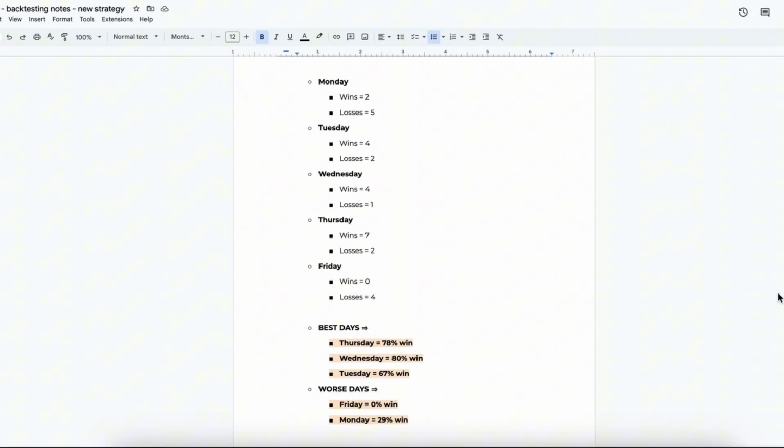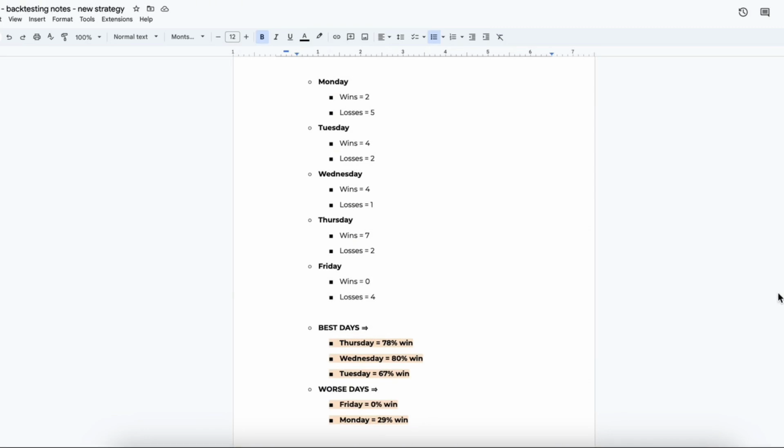It'd be better to have a bigger sample size, but even just seeing these common trends with this strategy, see here that our best days with this strategy are Thursday, Wednesday, and Tuesday. On Thursdays, this had a 78% win rate. On Wednesdays, this strategy had an 80% win rate. And on Tuesday, this strategy had a 67% win rate. And then we see here that the worst days for this strategy were Friday and Monday. So Friday, there were 0 winners. With Monday, 29% of the trades won.